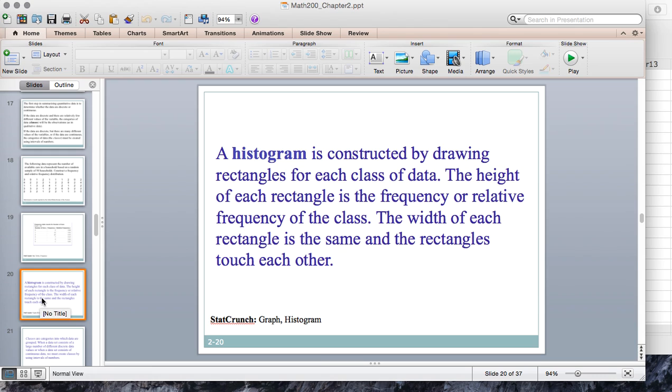Now, a histogram can be created in StatCrunch. I'm not going to show you how to do it, but you can create a histogram by going to Graph and then Histogram. It's constructed by drawing rectangles for each class of data. The heights represent the frequency or the relative frequency, depending on which type of histogram you're creating, and the width of the rectangles is going to be the same. Since we're talking about data that's oftentimes continuous, our rectangles can actually touch one another with a histogram, which is the main difference between a histogram and a bar chart.